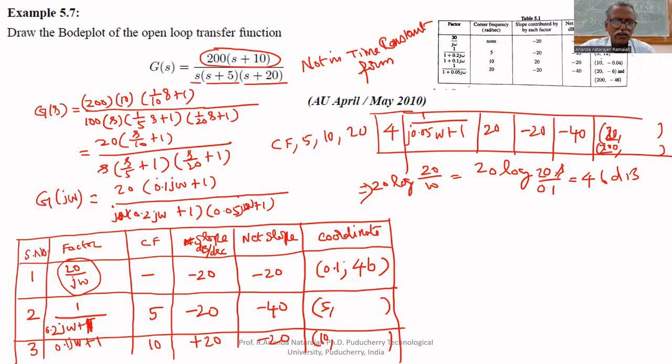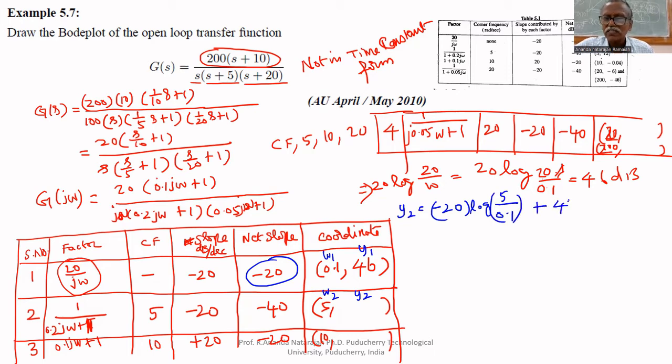The next one: here this is ω1, ω2, y1, y2 we have to find. y2 equals, what is the slope? We have to consider the previous slope, that is minus 20 log of ω2 by ω1, 5 divided by 0.1, plus y1, that is 46, equal to how much? 12 dB. So here you will get 12.